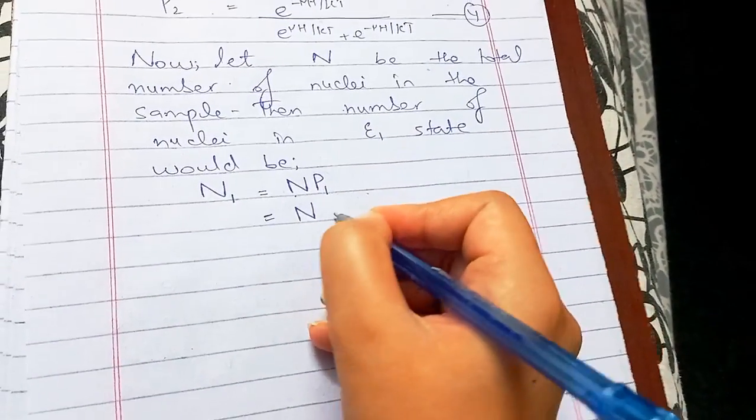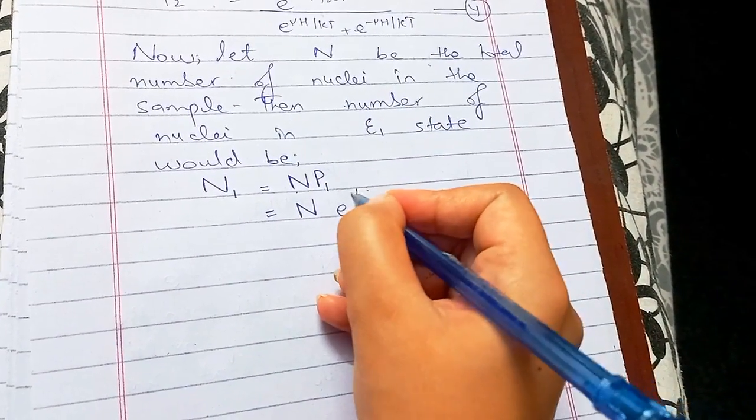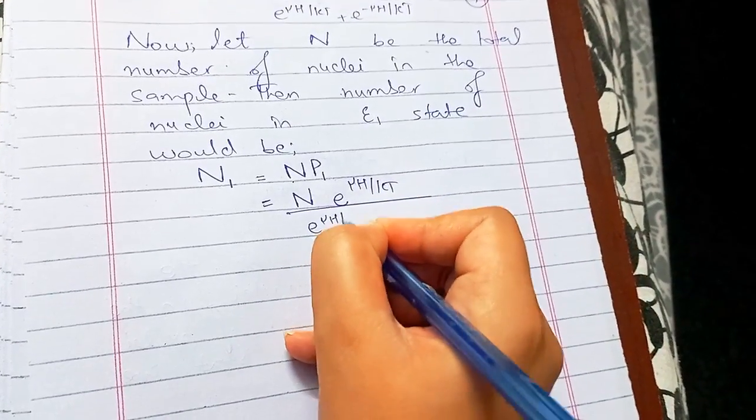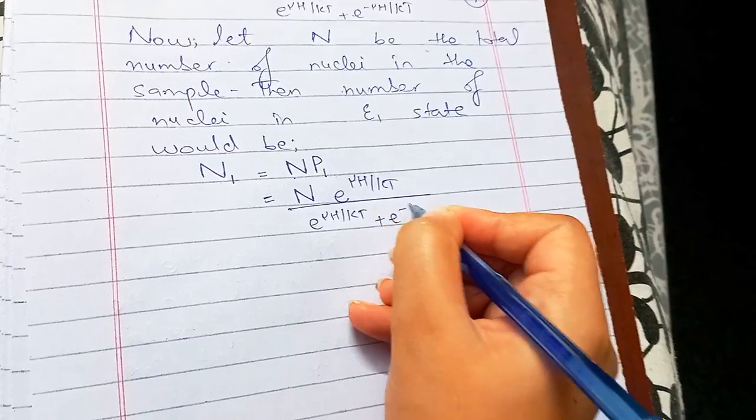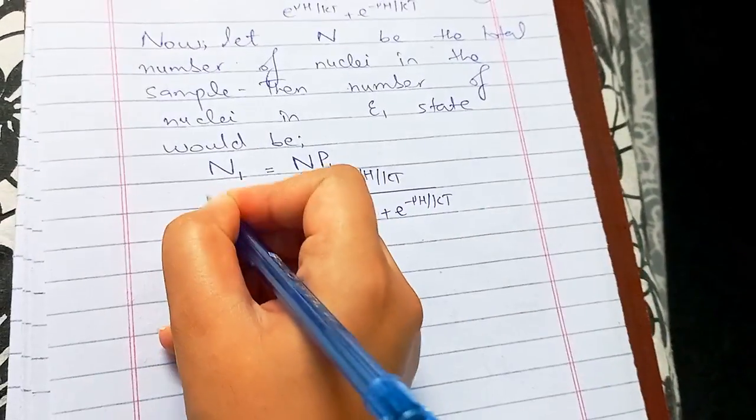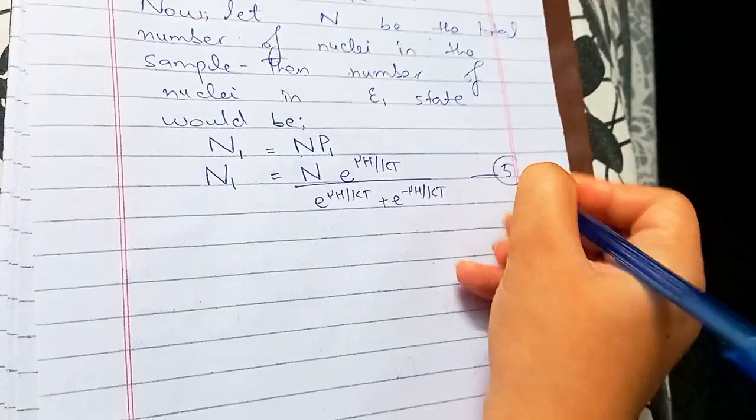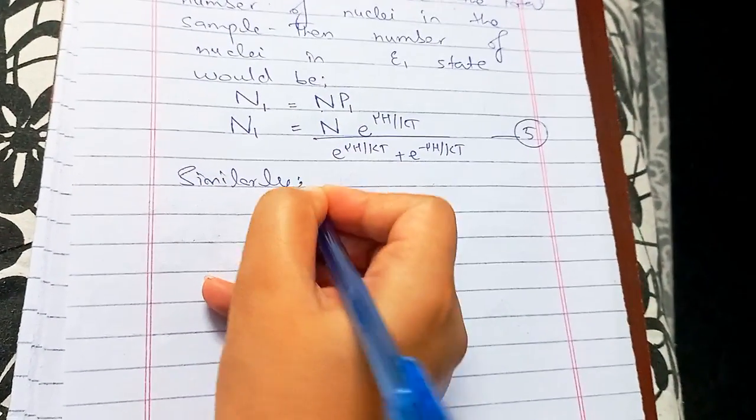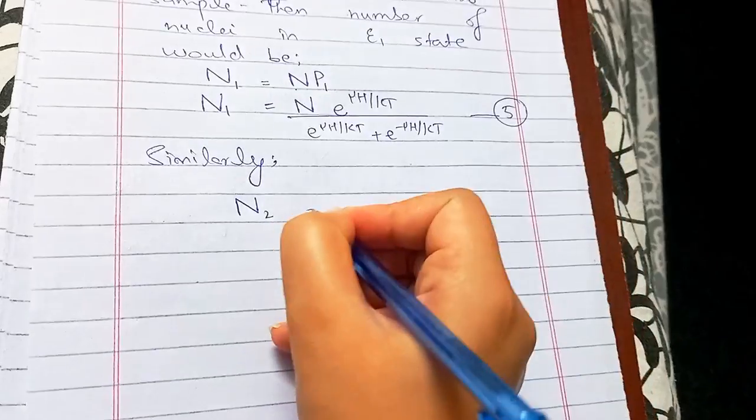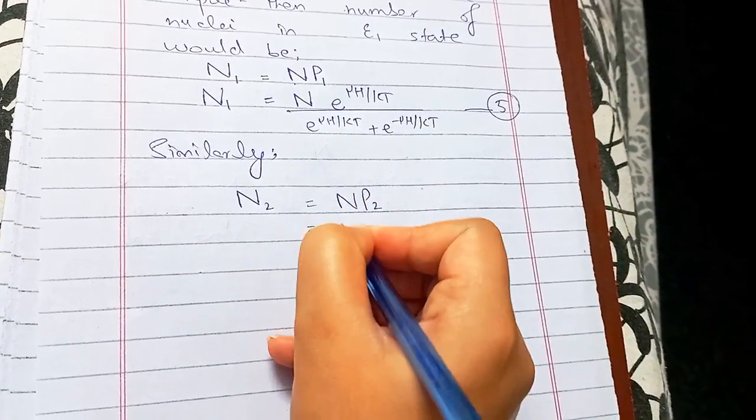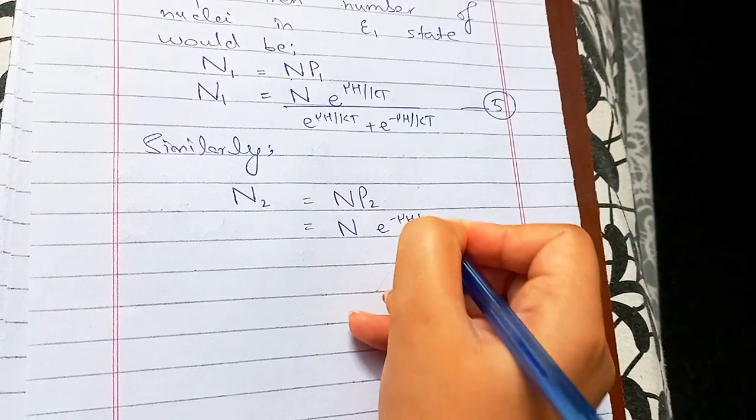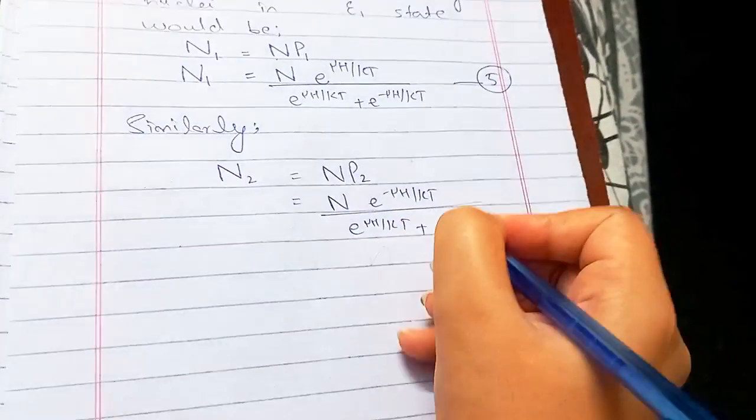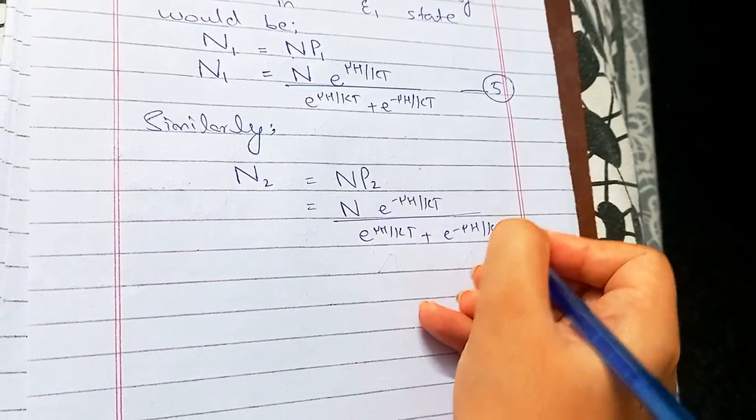So capital N will be multiplied by e to the power mu h by kT, as from 3, e to the power minus mu h by kT divided by e to the power mu h by kT plus e to the power minus mu h by kT. So this is n1. Similarly, the number of nuclei in E2 state will be n2 equals N P2. This is equal to N e to the power minus mu h by kT divided by e to the power mu h by kT plus e to the power minus mu h by kT.